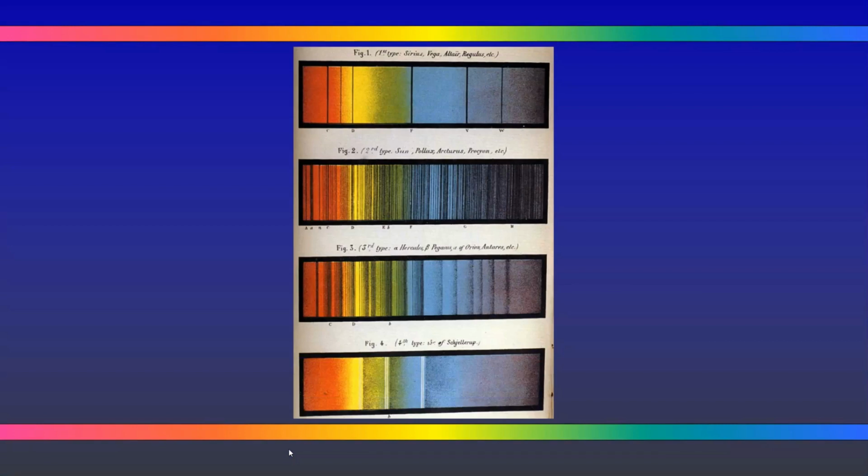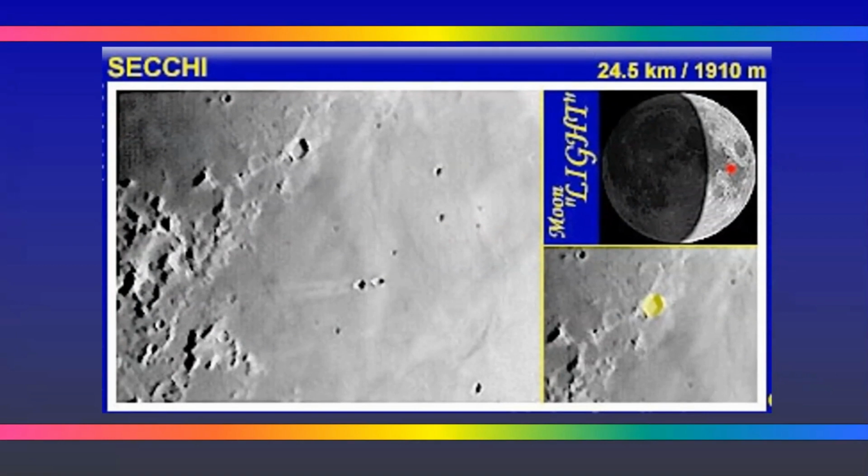And these are just stunning to me. These are some of Father Secchi's sketches of stellar spectra. Just absolutely impressive detail of the spectra. Father Secchi's section of the moon, right there.